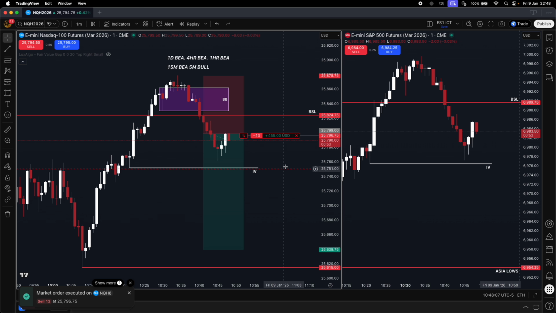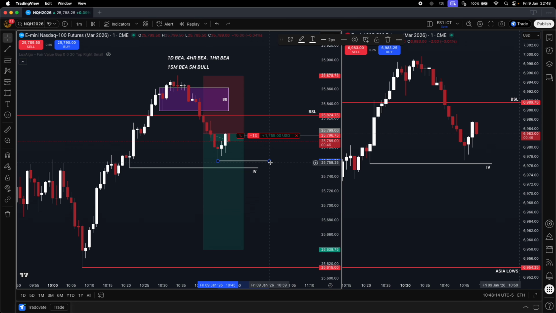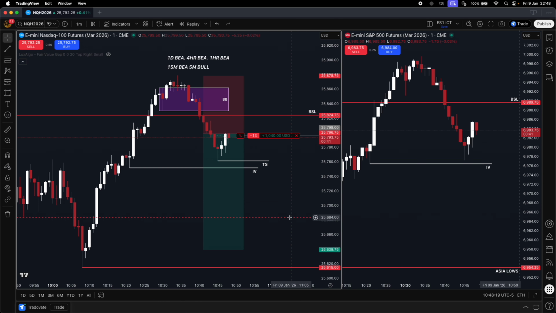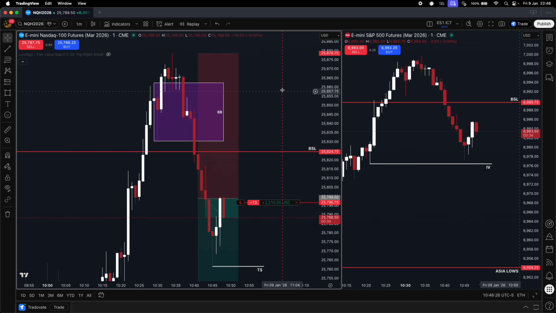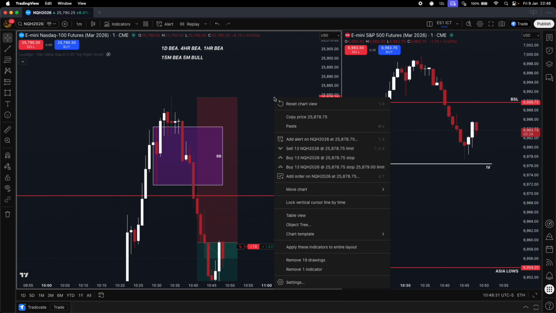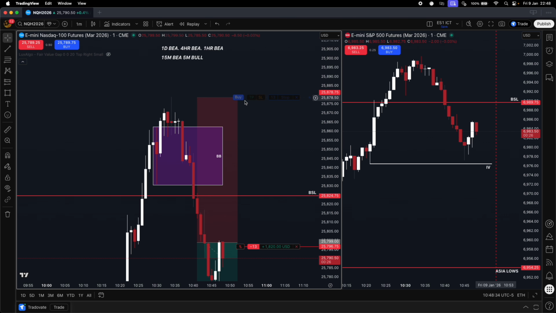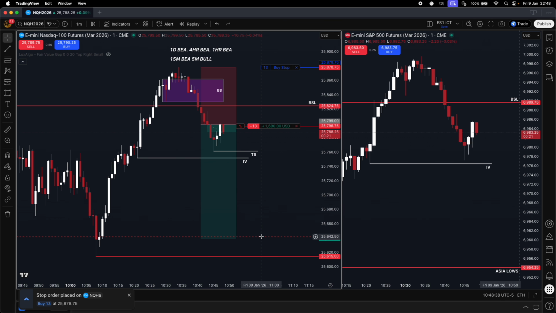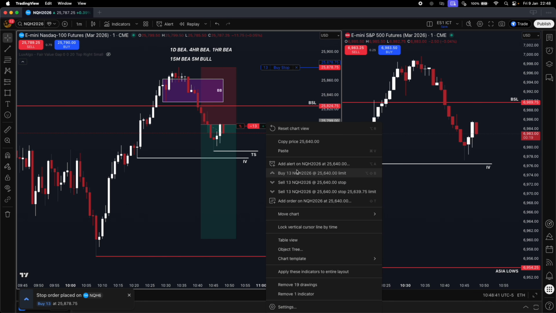Alright. And then you can mark this low as TS. And then if we zoom into this, so 87875. And then we're looking at a flat 2 to 1.